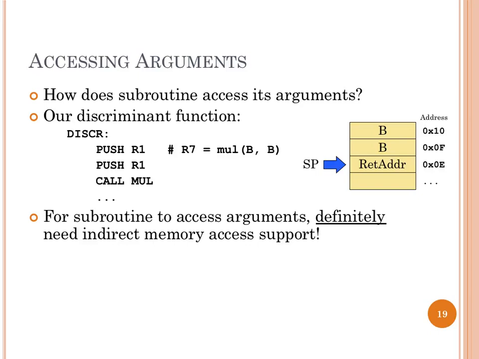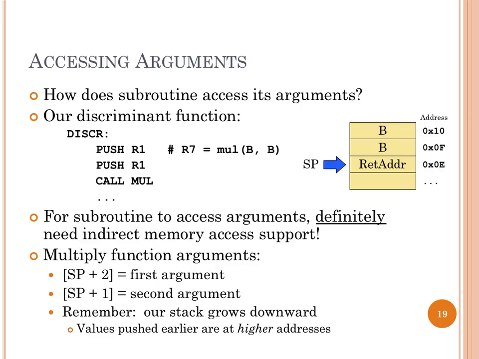So you can see that if the subroutine is going to access its arguments on the stack, we basically have two choices. We can either pop the return address into some register so that we can get at our arguments. Hopefully many of you are shuddering right now. Or we can just support indirect memory access and say, hey, I'd like to access the values at SP plus offset. That'd be a lot easier, because then I can say SP plus 1, and that'll be one of the arguments, and SP plus 2 will be the other argument. Okay?